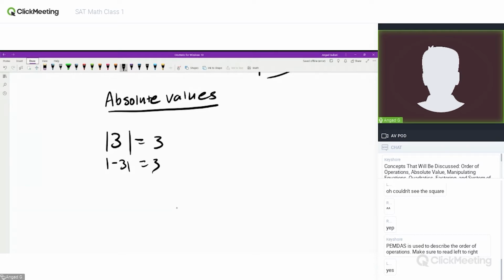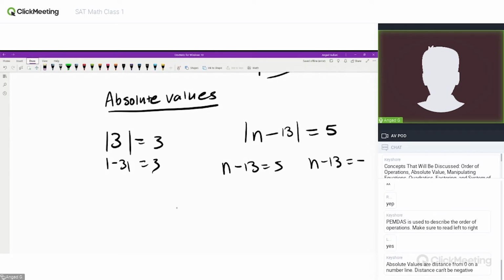So when we are given equations like the absolute value of n minus 13 is equal to 5, right? We have this. The way we solve this is we have two equations. We have n minus 13 is equal to 5, and we have n minus 13 is equal to -5. Why? Because remember, the absolute value of x can be negative or positive. Like if the absolute value of x is equal to 3, x can be negative or positive, but it'll still be equal to 3. You guys get that?